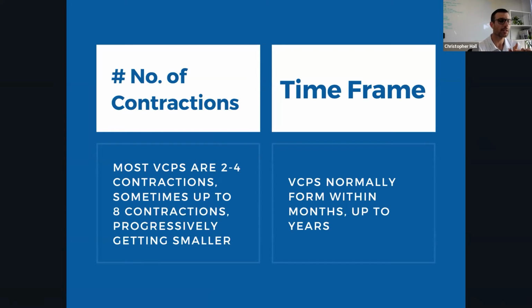Now, the number of contractions, most VCPs are really 2 to 4 contractions. Sometimes they're up to 8 contractions and progressively getting smaller each time. It's rare to see some over 4 contractions, whether that's the current market cycle, I'm not going to comment on that, but 8 contractions is really a rarer one to see. Now, the time frame, normally within a couple of months, there are some that are up to years. They're the rarer ones, and they might show up on weekly charts as well. So that's some of the criteria.